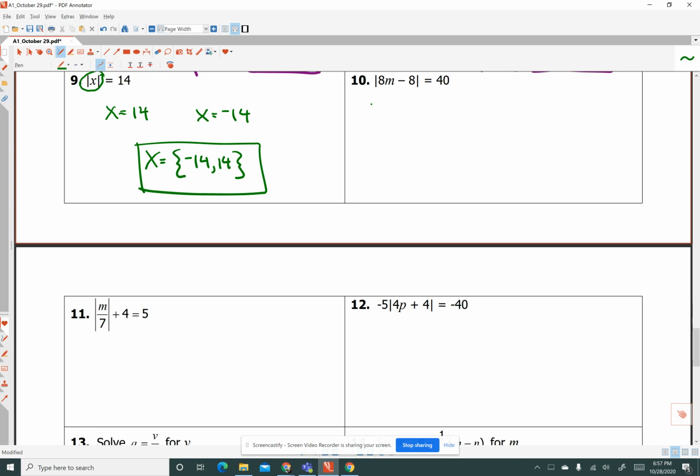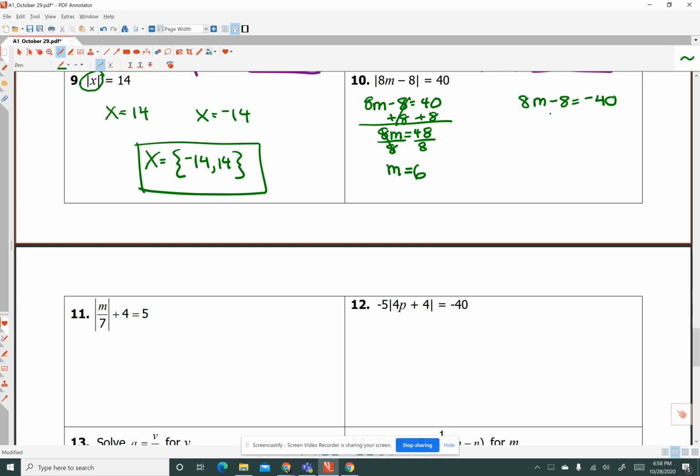So next one, we make two cases. 8m minus 8 equals 40. 8m minus 8 equals negative 40. So we'll solve the left-hand one first. First thing we'll do is add 8 to both sides of the equation. 8m equals 48. Then we'll divide both sides of the equation by 8, and m equals 6.